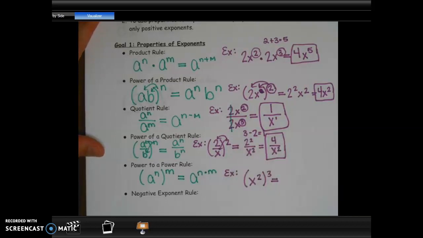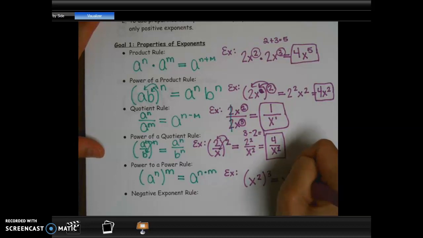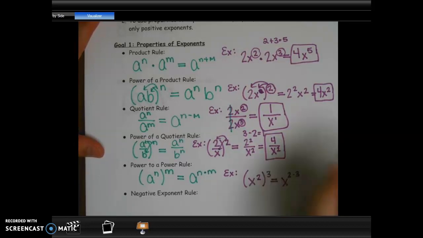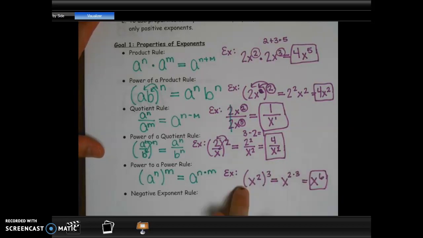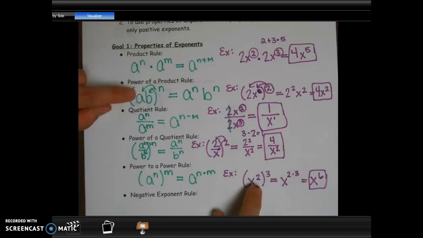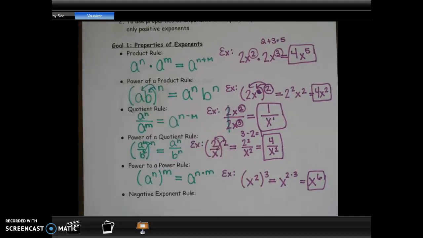So this would mean actually to take our exponents and multiply them. Well, 2 times 3, 6. If there was a number in front of here, you would also apply this rule and you distribute that cube to the number. We're going to do an example like that later.